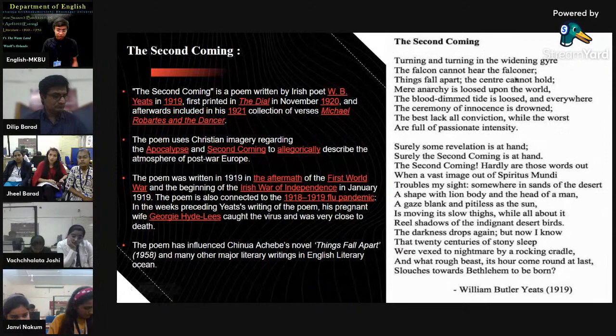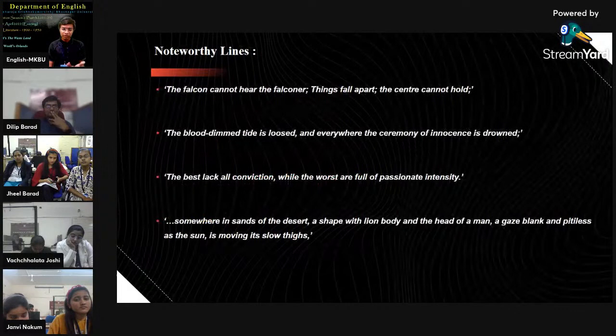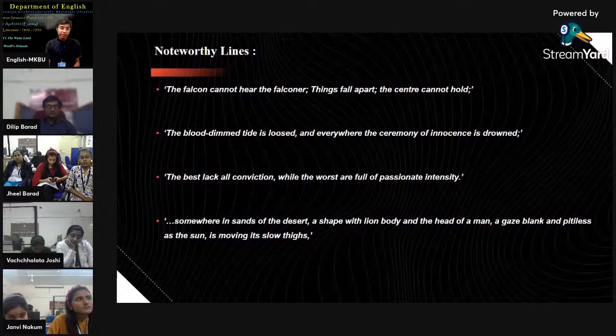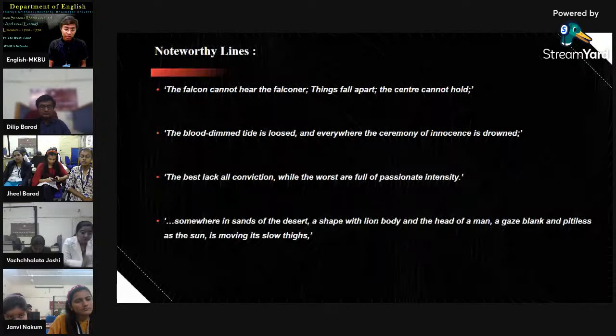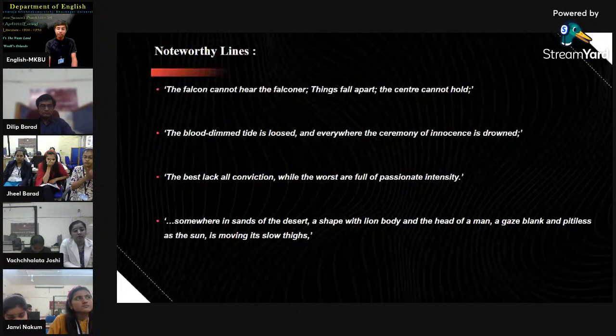And let us move further. What's there? Here are only four noteworthy lines. The very first one is: The falcon cannot hear the falconer, things fall apart, the center cannot hold. It is there, and we will explain that. And the second one is: The blood-dimmed tide is loosed, and everywhere the ceremony of innocence is drowned. And the third is: The best lack all conviction, while the worst are full of passionate intensity. And the fourth is quite longer.